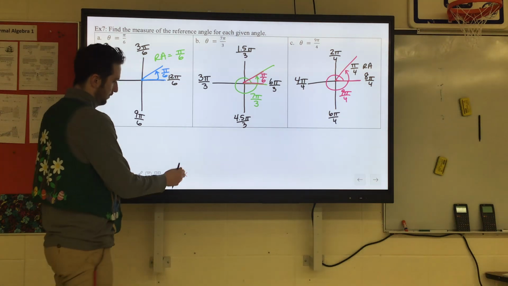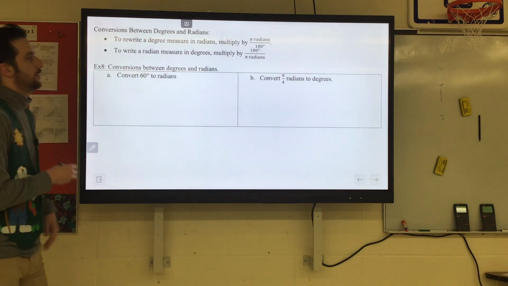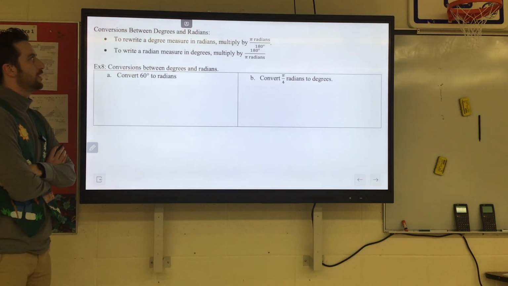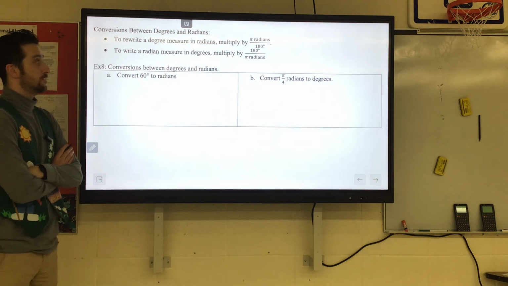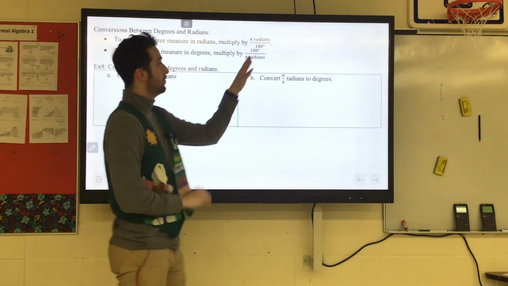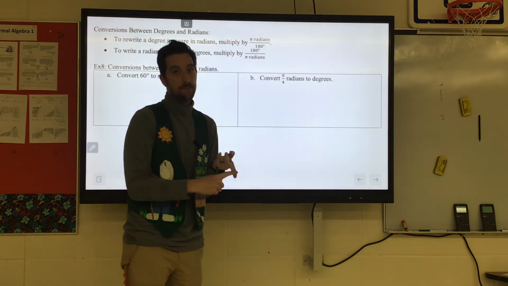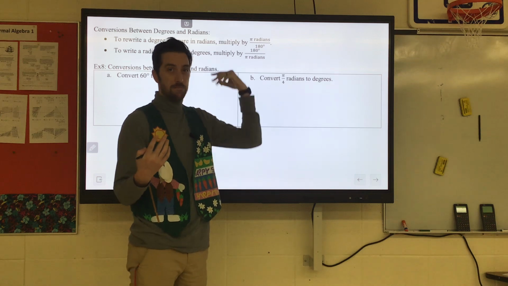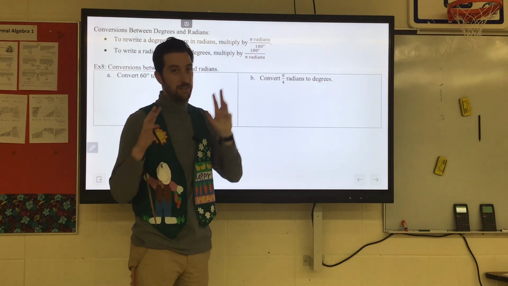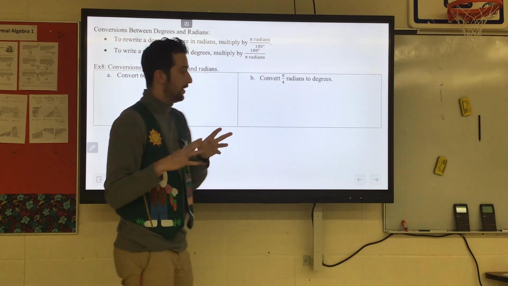Cool. Here we go, the last thing, converting between degrees and radians. All right, now you'll see both of them have the same conversion factor. They're both pi radians and 180 degrees. Now you can memorize what they have up here, but I don't think that's necessary. Here's what we're going to do.